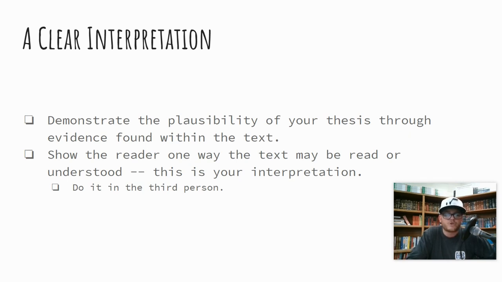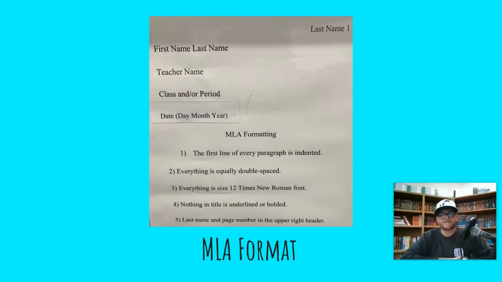All right. So do it in the third person, right? You don't need to say I think or I feel like. You don't really need to refer to yourself. You're just going to state it like it's a fact, because it's a clear interpretation that you're going to support with text evidence. Okay, finally, the fifth step is the MLA formatting.